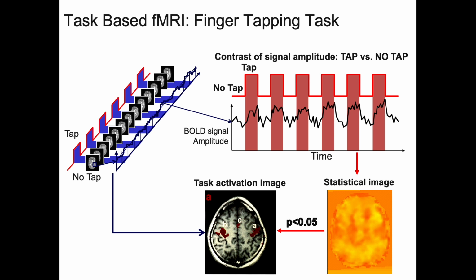This is an example of finger tapping task activation, where a subject is presented with two conditions, condition 1 with no finger tapping and condition 2 where there is finger tapping. A number of statistical methods exist to compute voxel-wise measures. A threshold is then used to derive an activation map. And based on the activation map, we can say when a subject performs this task, these brain regions are activated.